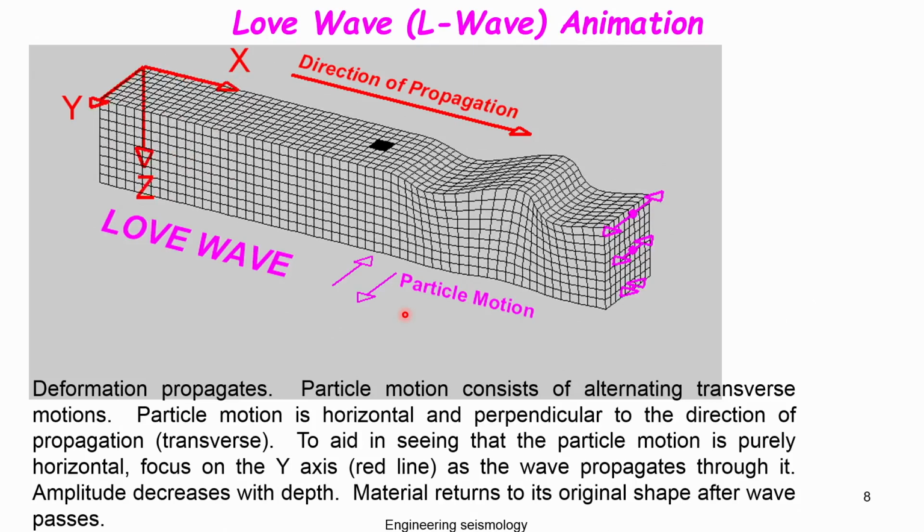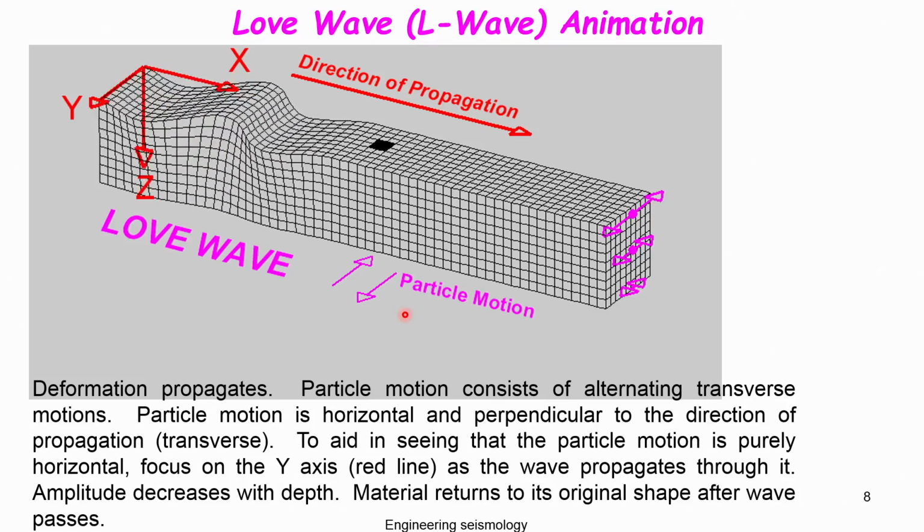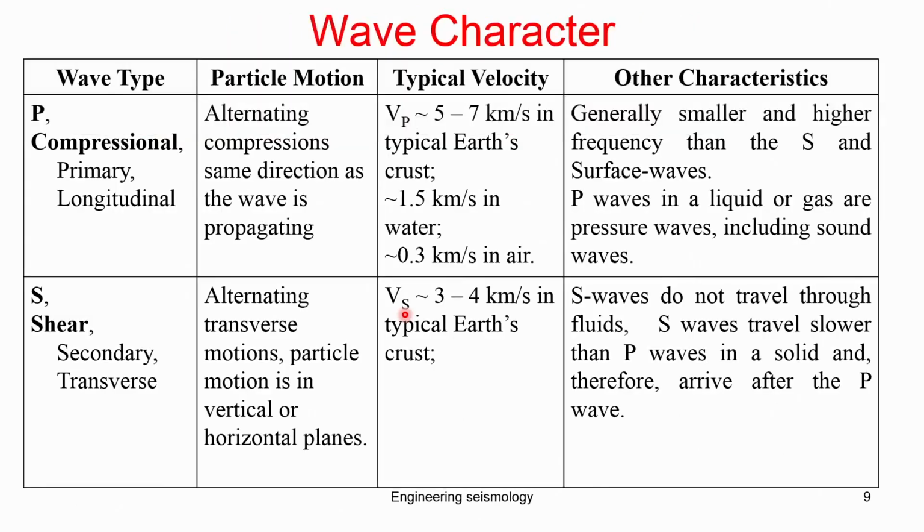These four major categories of wave characters are very important in engineering seismology. So, let us see what these wave characters are. The P wave is the compressional wave, primary wave or longitudinal wave.